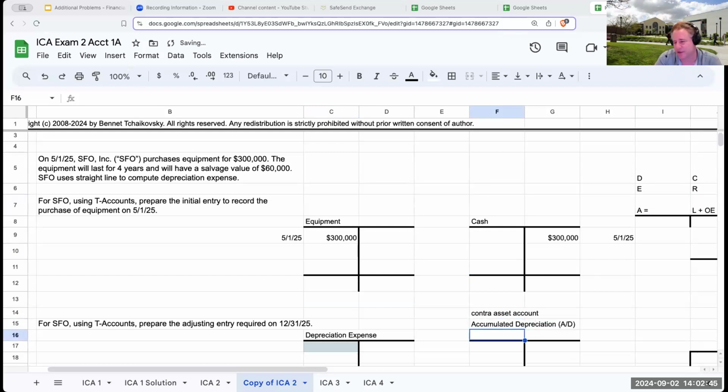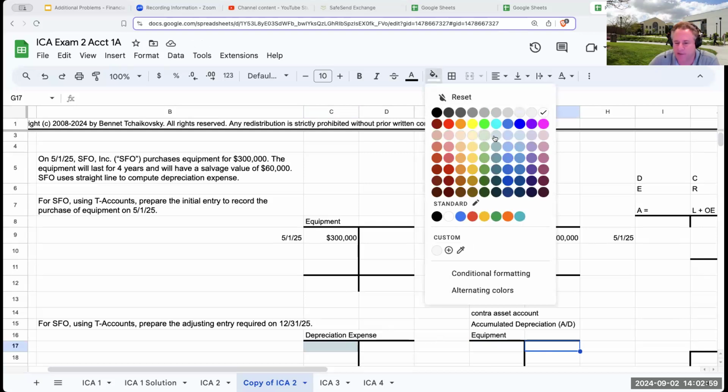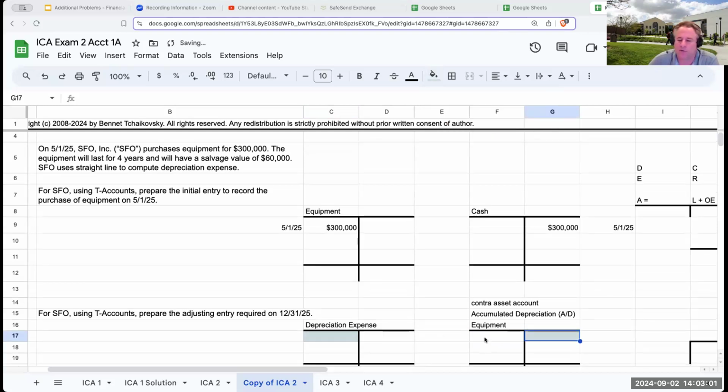A/D, this is not after the death of Christ, but this is A/D equipment. So what we're going to do is, as we use the equipment, we're going to be recording depreciation expense. And then we're going to credit accumulated depreciation on the equipment.